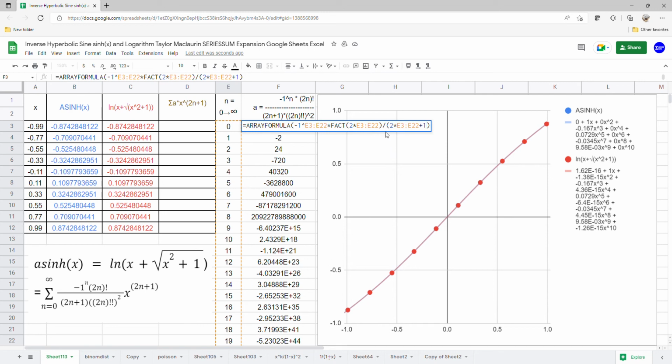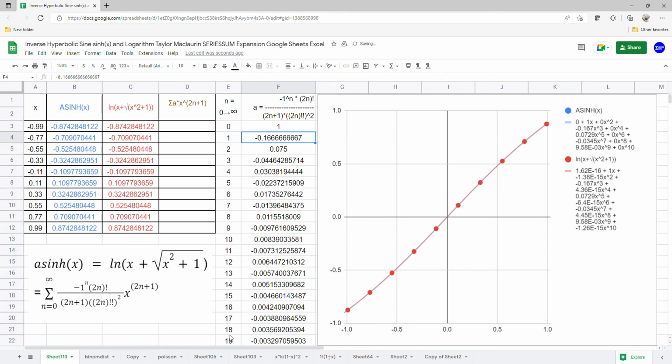And the second part of the denominator is double factorial 2n squared. So times FACTDOUBLE 2 times n. And this is raised to the power of 2. Now we can complete the expansion.